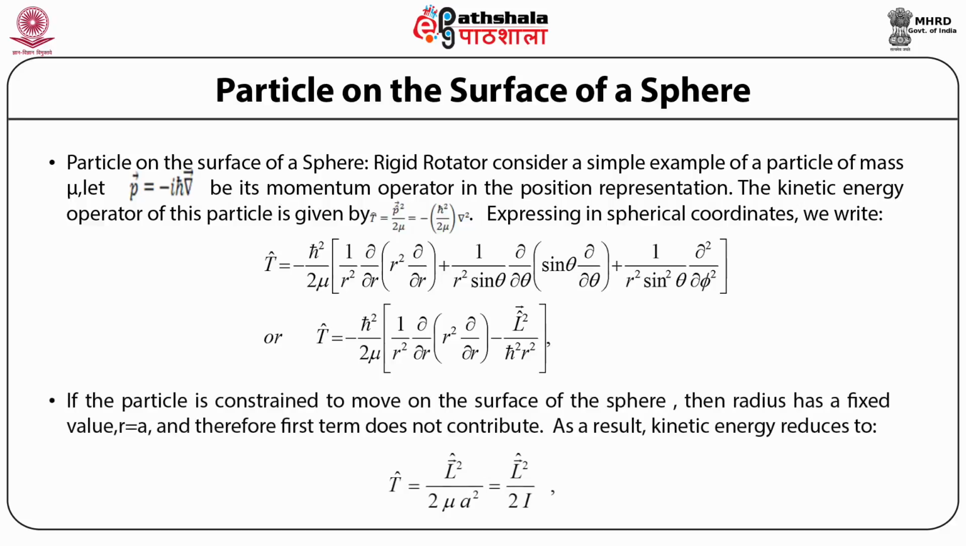So if a particle is constrained to move on the surface of a sphere, then the radius of such a movement will always be fixed, having a value equal to the radius of the sphere, that is r is equal to a, and therefore the first term does not contribute. As a result, the kinetic energy reduces to operator T equal to operator L square by 2 mu a square, equal to operator L square by 2I, where I is the moment of inertia given by mu a square.